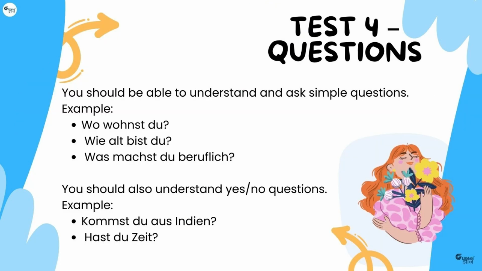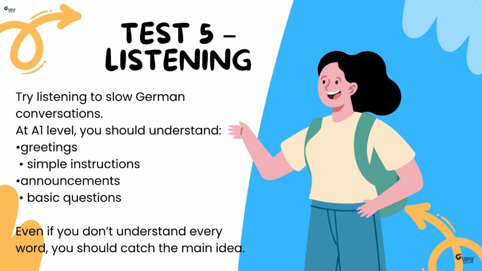Test 4. Questions. There are basically two ways for asking a question. The first one is W-Fragen, another one is Ja/Nein-Fragen. So if you are able to understand or ask such questions, then you are at A1 level. For example, with W-Fragen the questions are Wo wohnst du, Wie alt bist du, or Was machst du beruflich? And for Ja/Nein-Fragen or yes-no questions such as Kommst du aus Indien or Hast du Zeit?